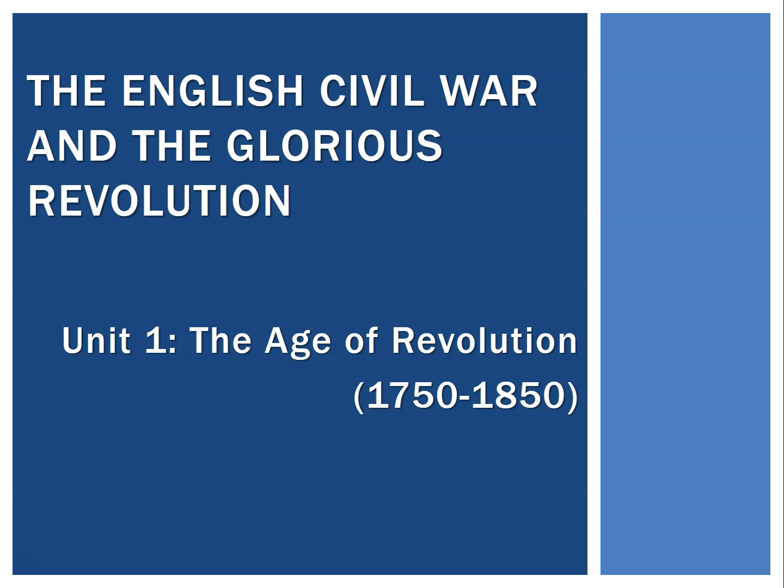Welcome back, everybody. We are in Unit 1 still. In our last video, we looked at the age of absolutism. We found out what an absolute monarch was, and today we're going to apply that concept to two big events in English history. The first is the English Civil War, and then something called the Glorious Revolution.